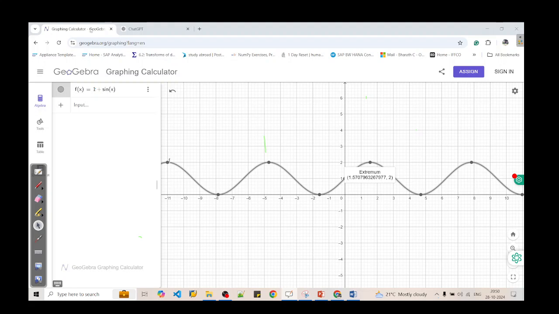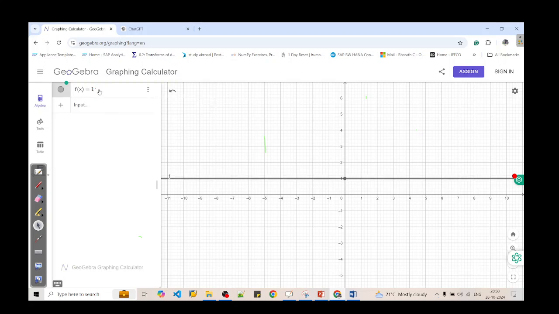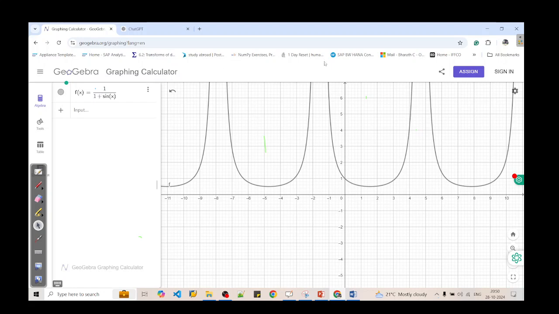We can verify in the graph plotter as well. We have to take 1 by 1 plus sin x. You can see here the minimum value is half, 0.5, and the maximum value is infinity. So the range of this function is from half to infinity.